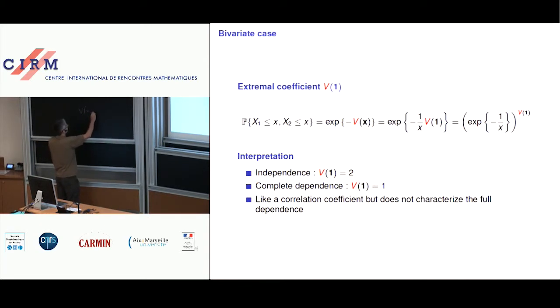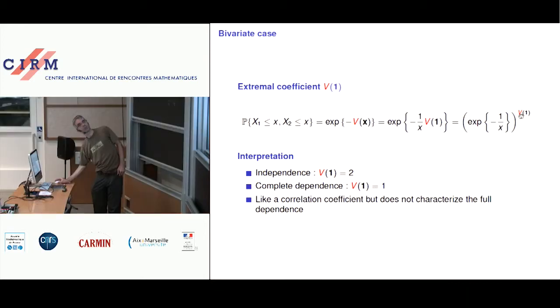If you have V of x like that, with notation x scalar times 1, 1, I can put that out, and I call that 1 in my notation when it's bold. And if you take the power of that, because we have Fréchet marginals, this is just the Fréchet margin to the power V of 1. If you have the independence case, that's a product, so V of 1 would be 2. If you have complete dependence, x1 equals x2, then V of 1 equals 1.